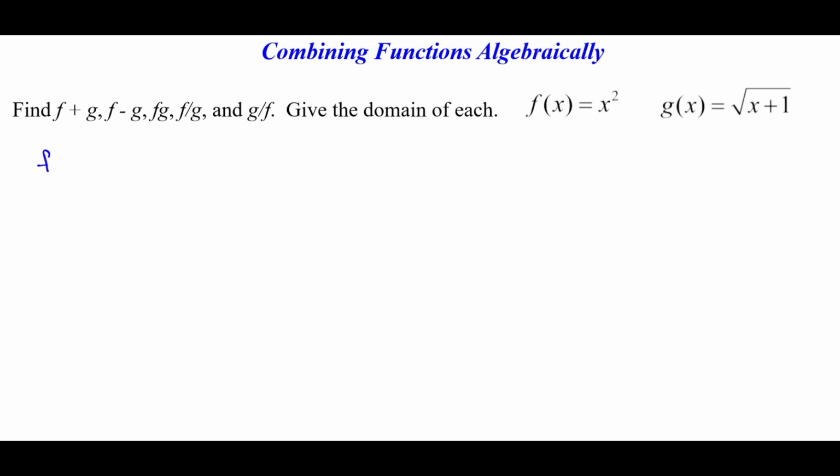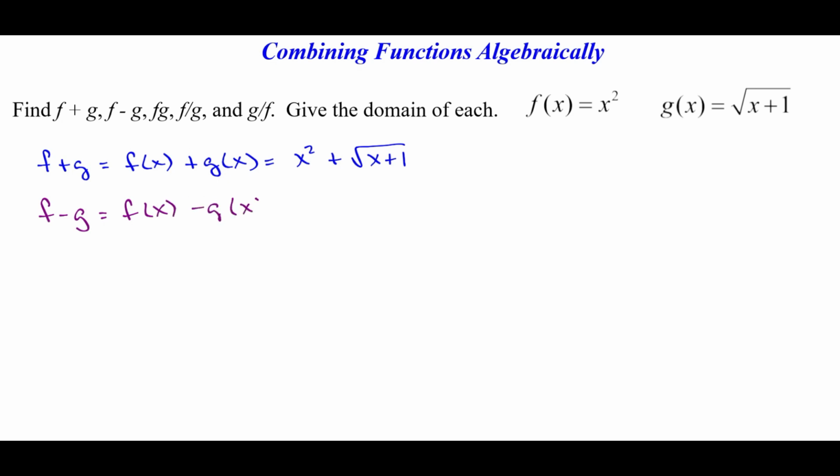So the first thing we're going to do is find f plus g. So this is really just f of x plus g of x. So I'm just going to take the f function, which is x squared plus, and then the square root of x plus 1. I can't simplify anything there, so that is my answer, and we can just leave it like that. We're going to do f minus g, so again, similarly, this is just f of x minus g of x. So we have x squared minus, and then again, the square root of x plus 1.